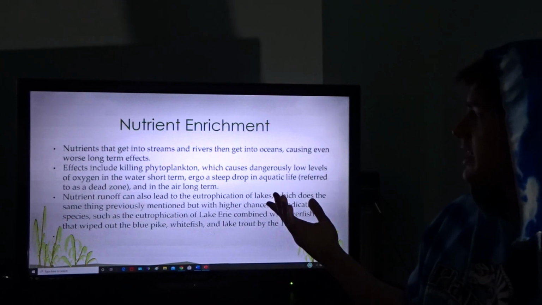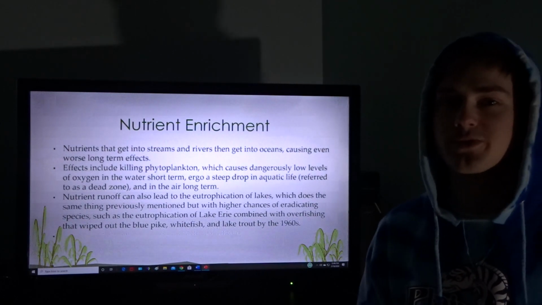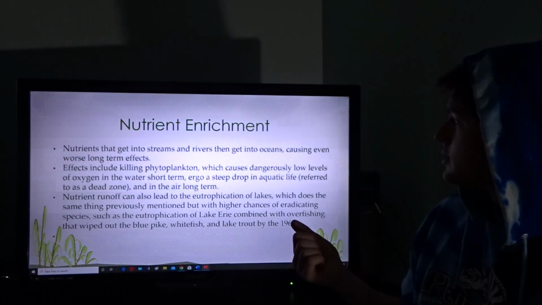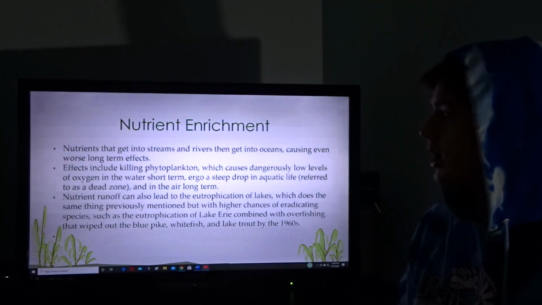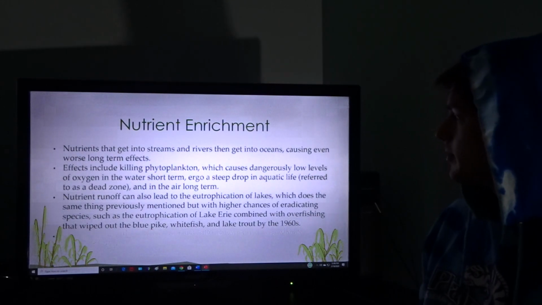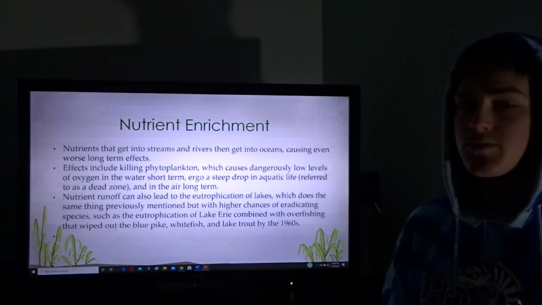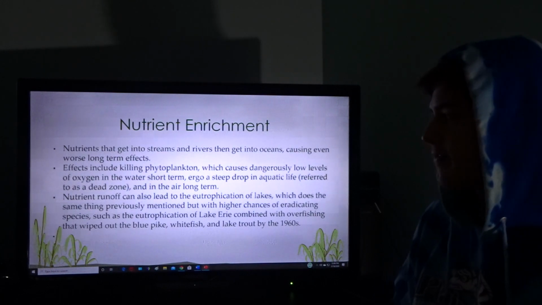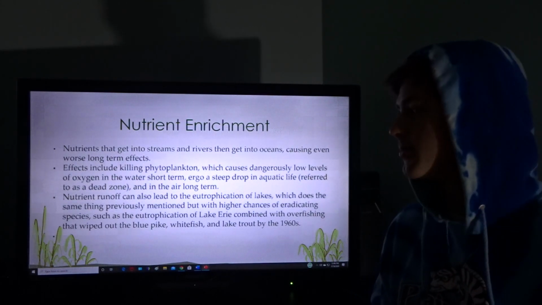So, nutrients that get into these streams and into these rivers then also get into the oceans, which have more profound effects, namely by killing phytoplankton. When these phytoplankton die, it causes dangerously low levels of oxygen within the water, which is short term, but also in the air long term. This short-term lack of oxygen in the water causes what we call dead zones, which basically drastically lower the amount of life that can live in the water and cause even more problems.